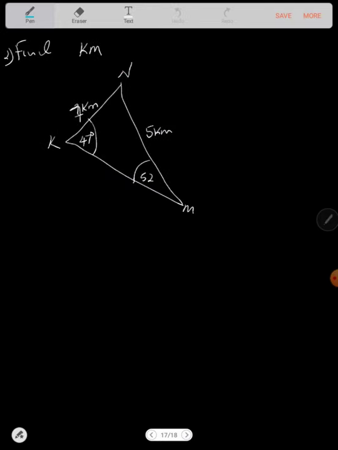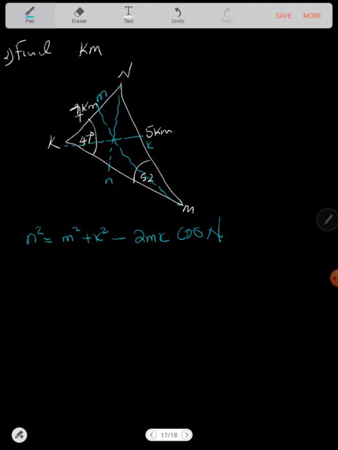Let's look at this other one. We've been told to find KM. Now this is just N, this is just K, and that is just M. So KM is just side n. So n squared is equal to m squared plus k squared, minus 2mk cos what? Cos N, like that. Now, do we have angle N?